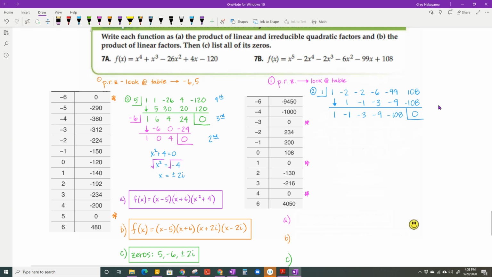I'm going to go to 4. So plug in 4. Again, I know it's a 0, so that's going to be +108. So I'm going to carry down my 1. 4 times 1 is 4. -1 plus 4 is 3. Times 4 is 12. Plus -3 is 9. Times 4 is 36. Plus -9 is 27. And 4 times 27 is 108. So we're good to go.